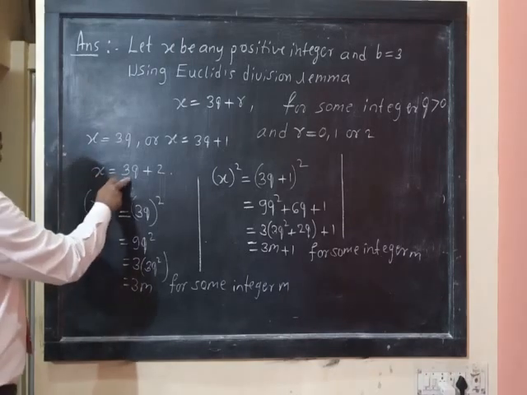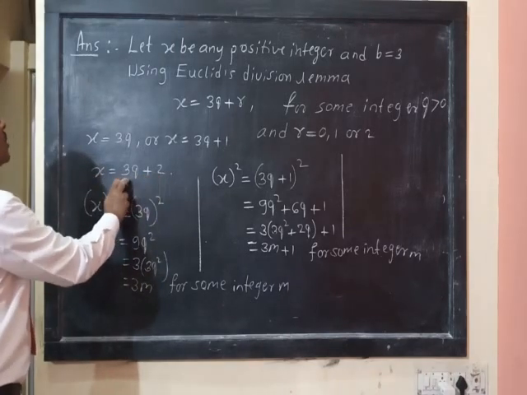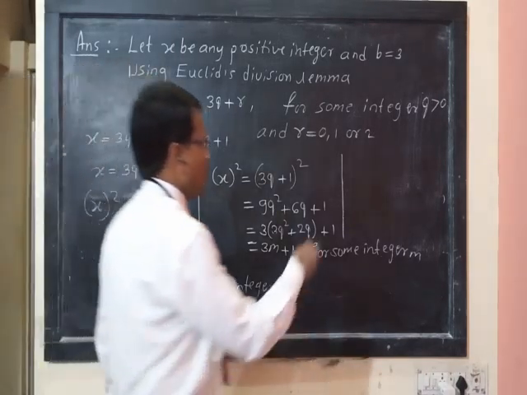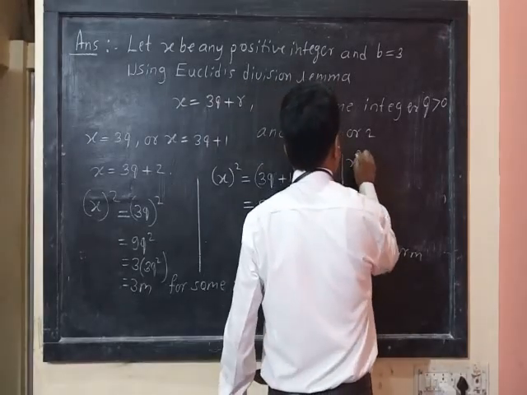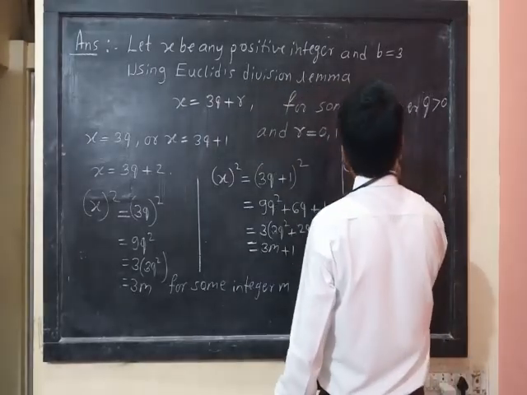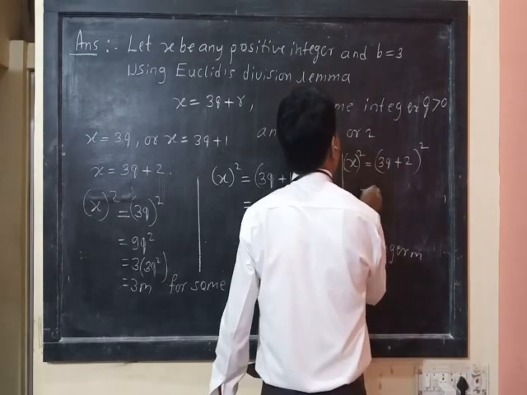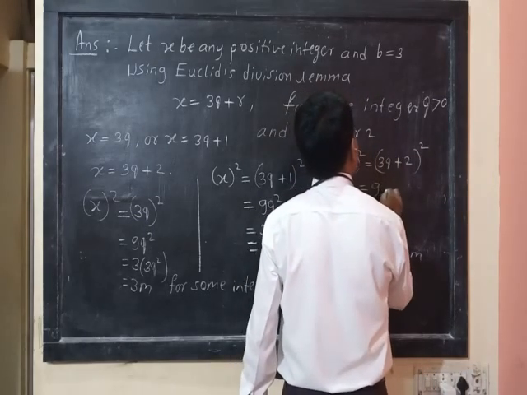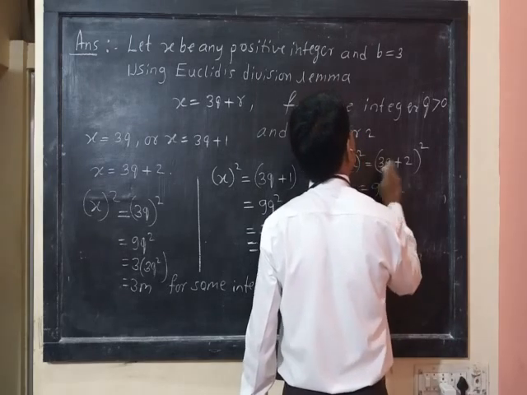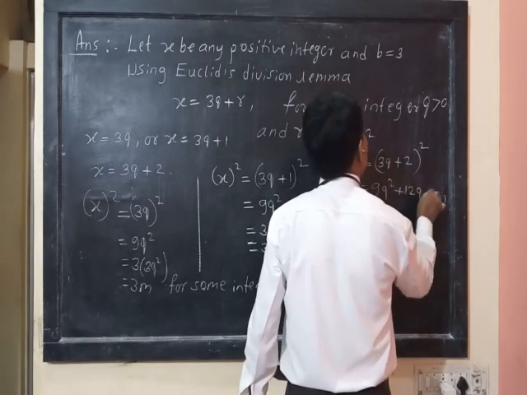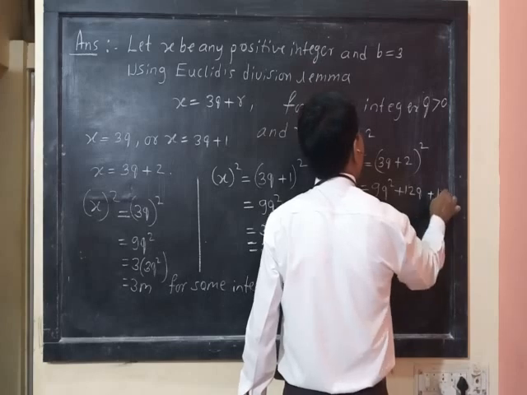Now x can be 3q plus 2. When the remainder is 2, it is 3q plus 2. So again squaring this x, x square equals (3q plus 2) whole square. If I square this, 9q square plus 3 2s are 6, 12q, plus 2 2s are 4.